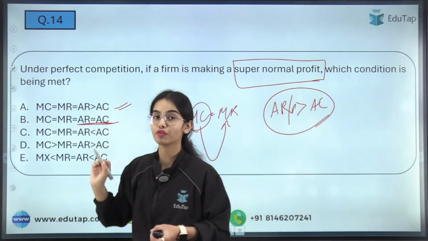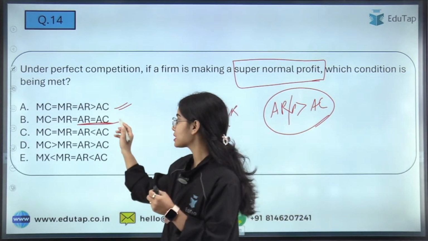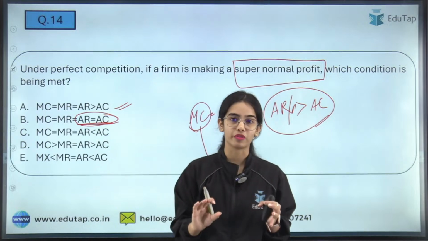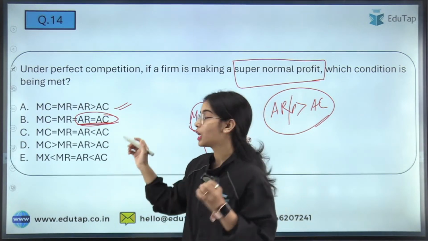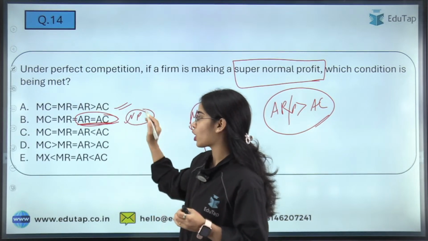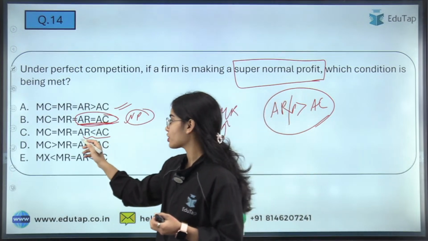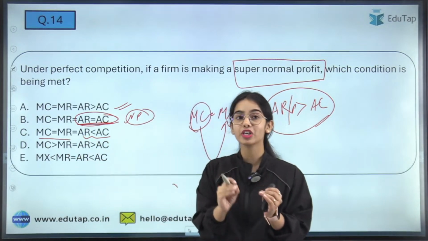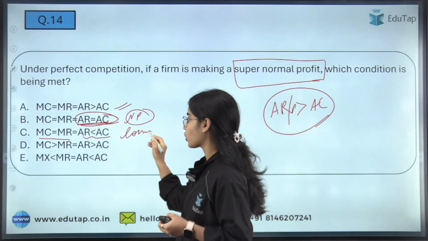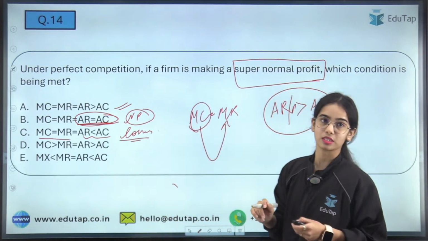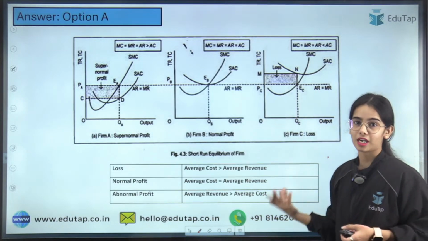Now tell me quickly, is this the condition for losses or for normal profits? When the average revenue is equal to average cost, this is the condition for normal profits, or zero economic profits. When MC is equal to MR but average revenue is less than average cost, this is the case for losses. So these are the conditions that you can read. I have explained everything.